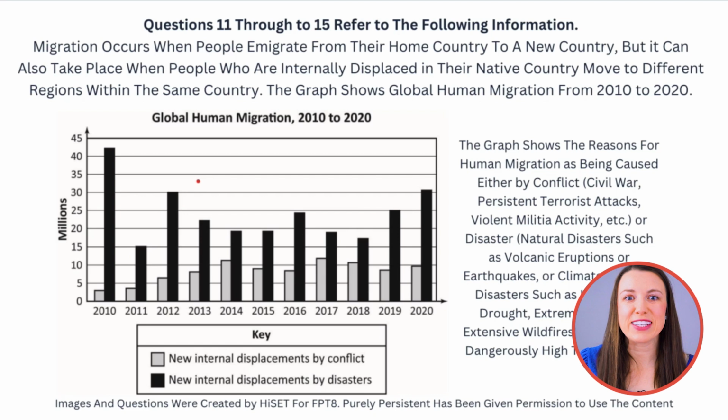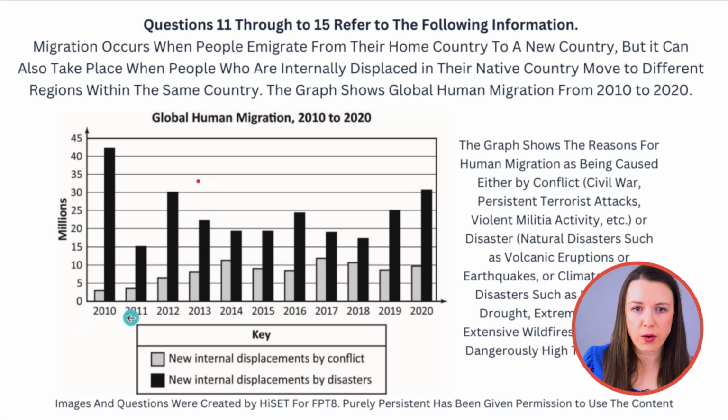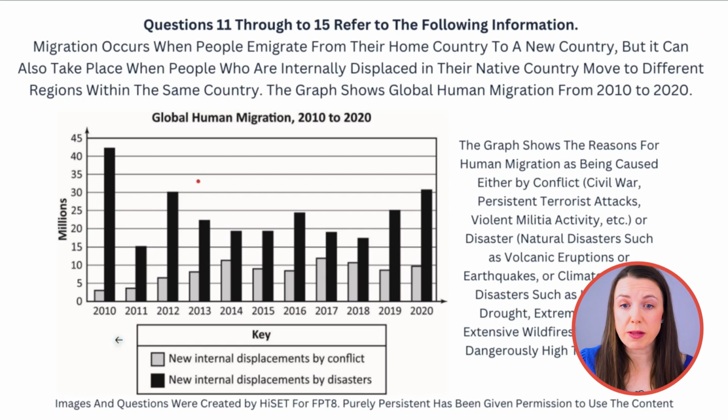Let's start off by taking a look at the graph. So it says global human migration from 2010 to 2020. And look, here we have little tiny gray ones that say new internal displacements by conflict, and then the darker ones, new internal displacement by disasters. Okay, let's read the text so we have a better understanding.